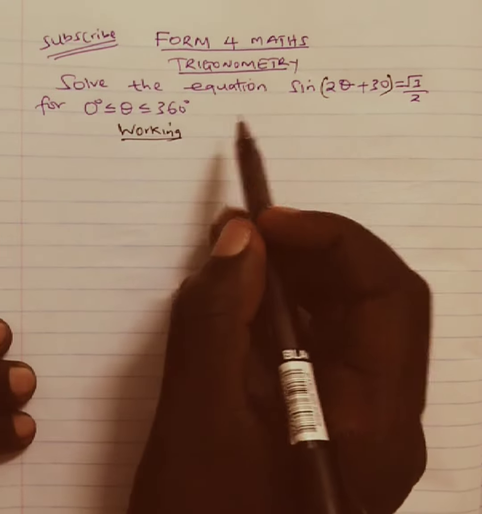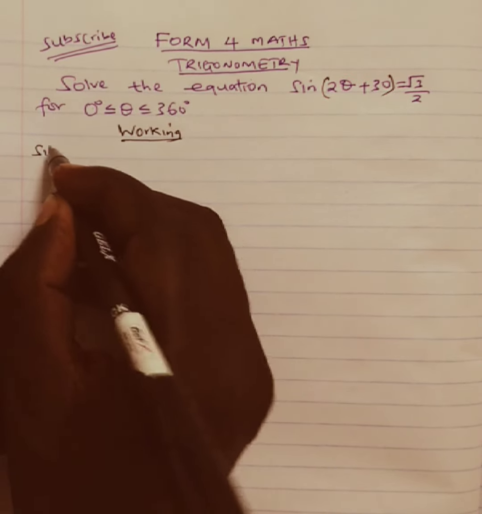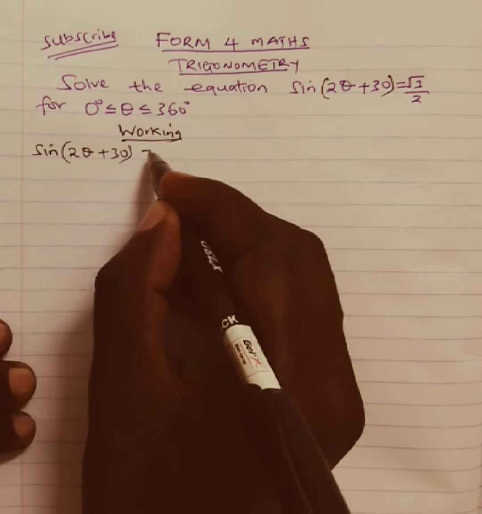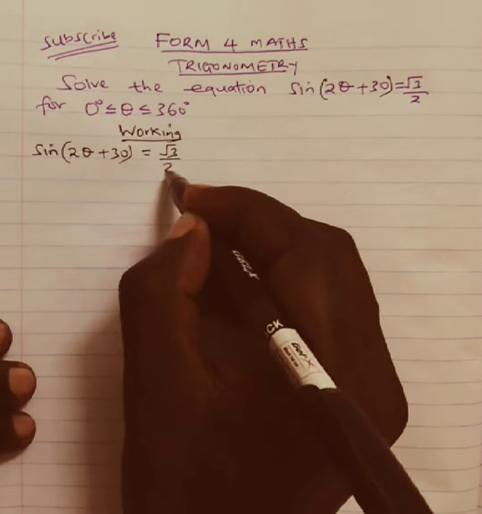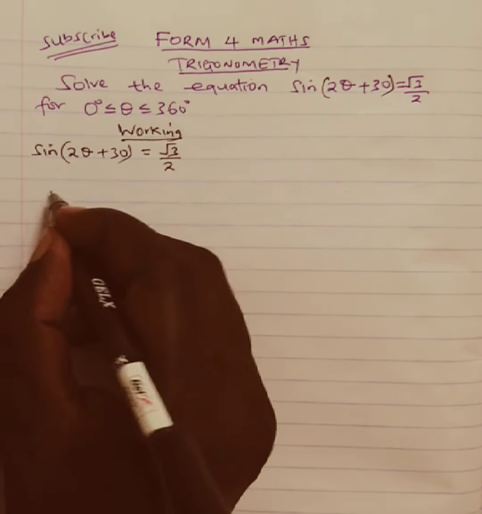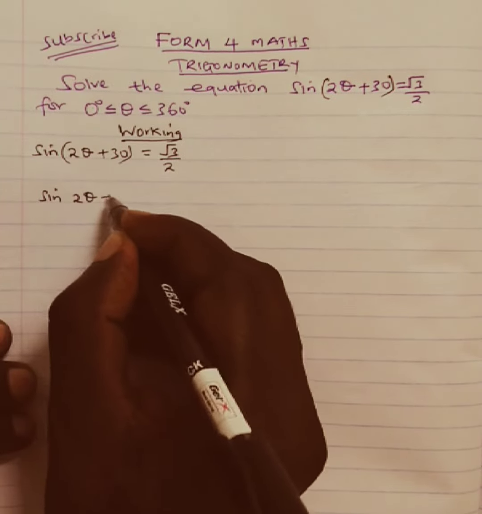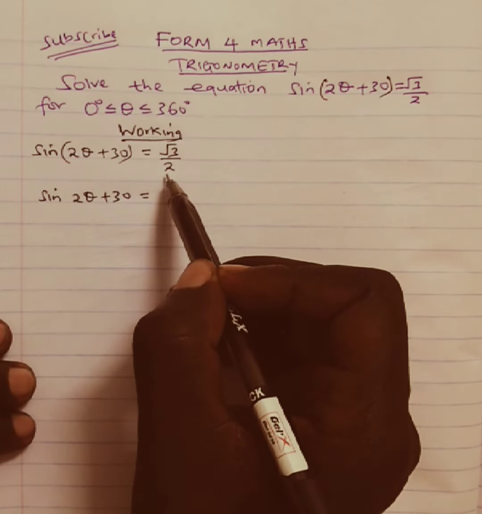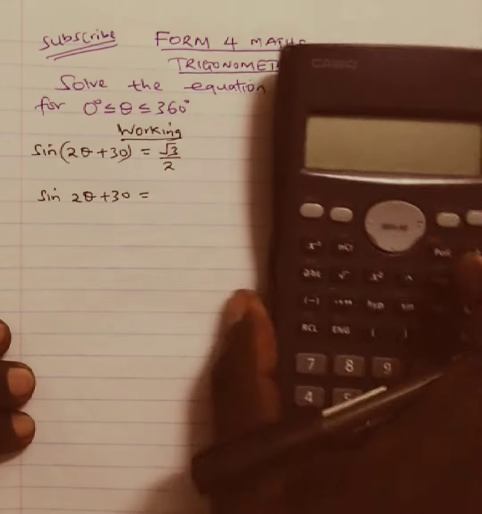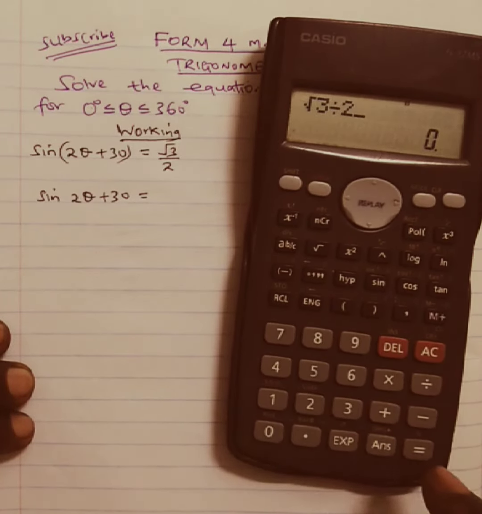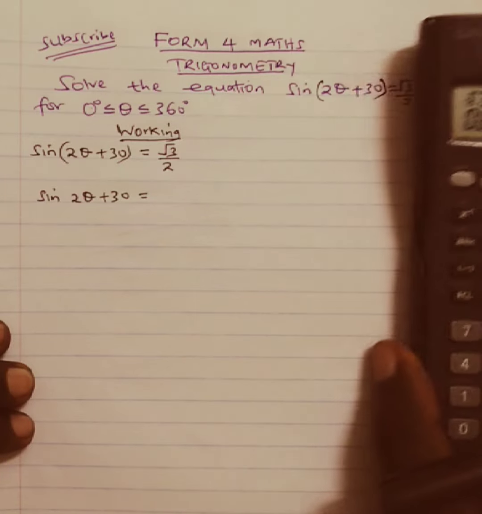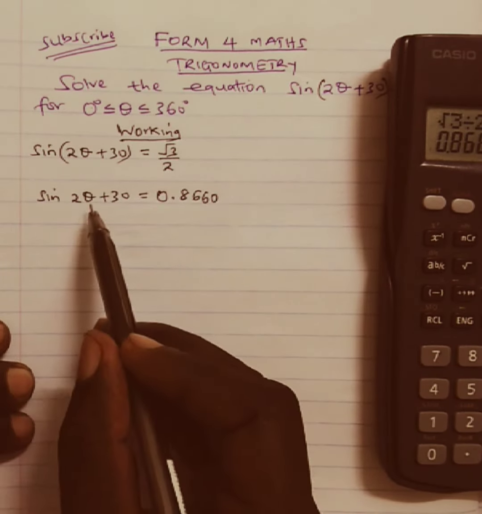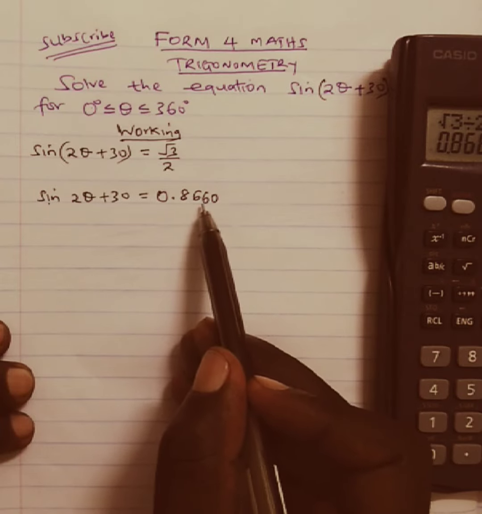That is, we have the sine of twice theta plus 30, and this is equal to the root 3 divided by 2. So if we move down, we have the sine of twice theta plus 30 degrees equal to the root of 3 divided by 2. If we take root 3 divided by 2, we are going to have 0.8660. From there, now we get the sine inverse of 0.8660.